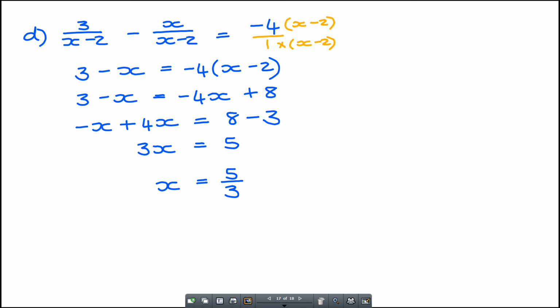Now I've got to get rid of this coefficient, so I'm going to divide by 3, and that means that x will be 5 over 3. Okay. Any questions? Yeah. Yes?